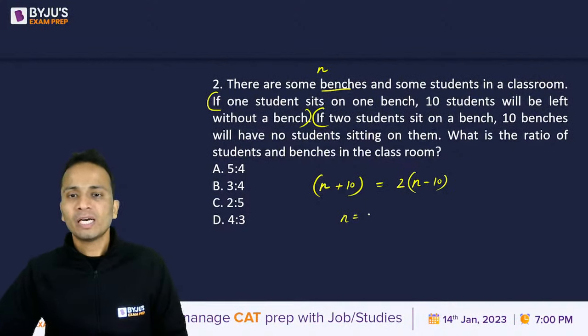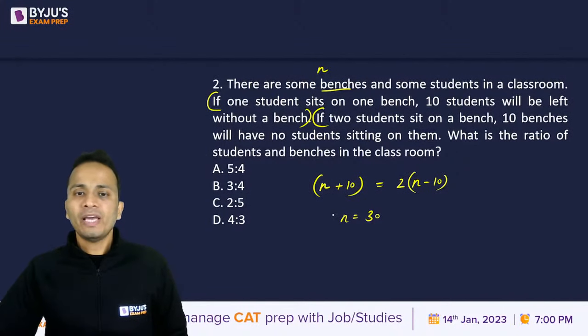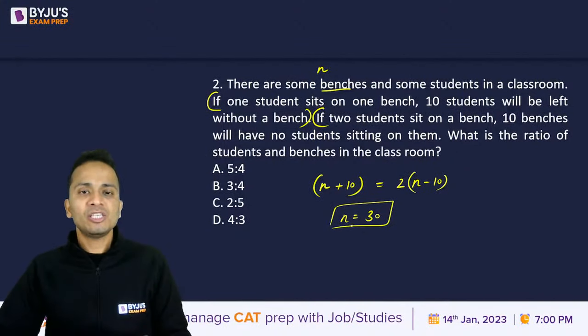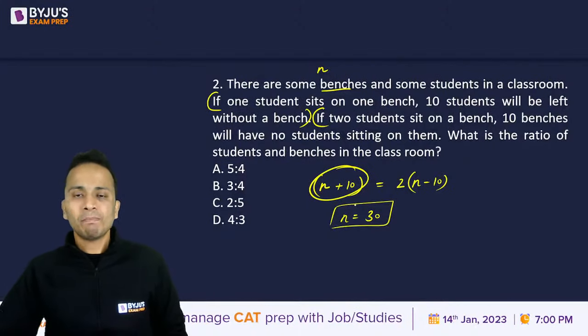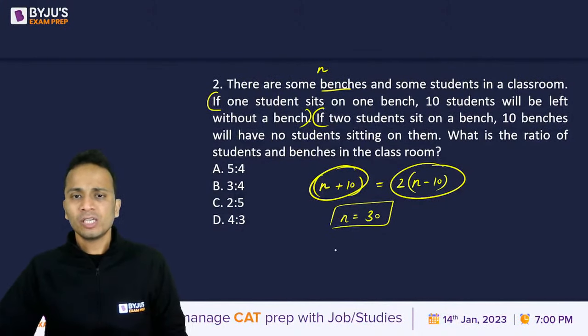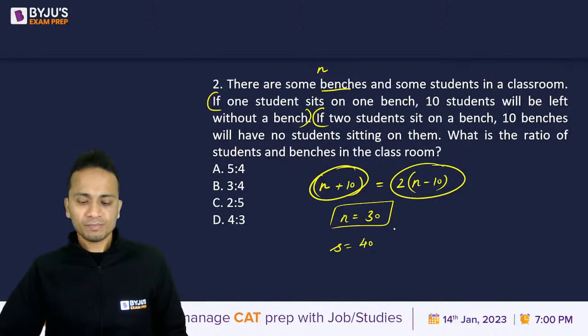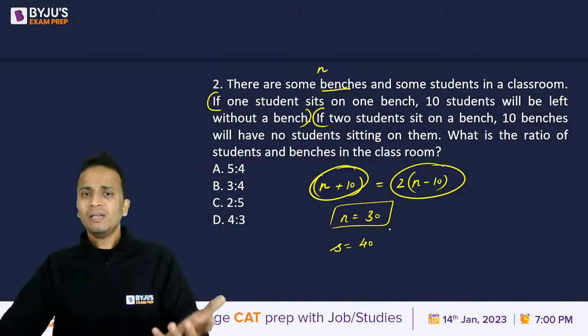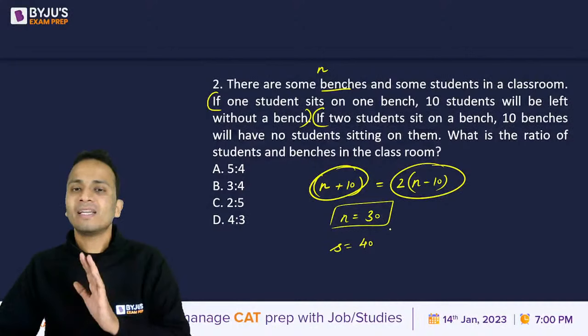So what value of n will come? It will come out to be 30. Now if the value of n is 30, that means the number of benches is 30, then the number of students will be equal to n plus 10 or twice of n minus 10, whichever way you can find out. So the number of students will be equal to n plus 10, that is equal to 40. Okay, so simple. I have got the number of benches and the number of students.